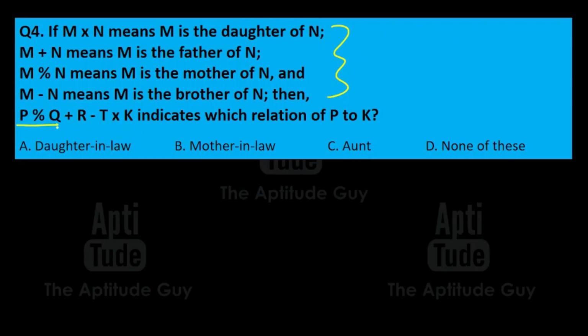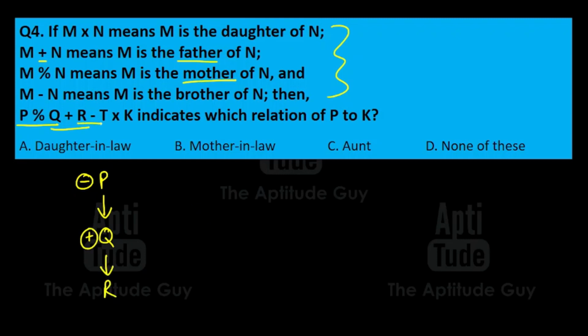First of all, P percentage Q. Percentage means mother. So P percentage Q means P is the mother of Q. Alright. So P is the female mother of Q. Done. Now it says Q plus R. What does plus mean? Plus means father. So Q is the male father of R.